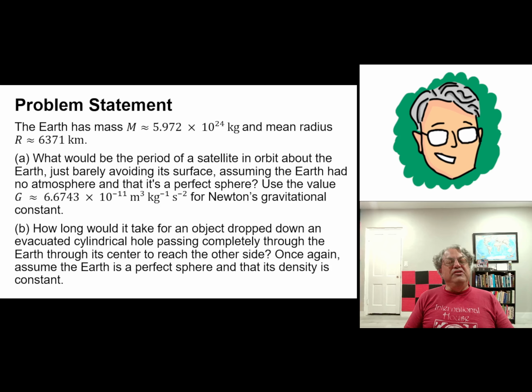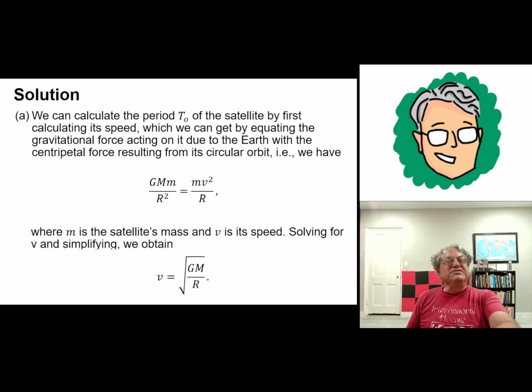And then for part B, I'm asking for the time it takes for an object to fall all the way through this tunnel to the other side of the Earth, assuming there's no air resistance. So let's solve part A first. These are sort of two different kinds of problems, it looks like. Actually, we're going to see the solutions are very closely related, which might not be obvious. But anyway, let's solve part A first. I think this is the easier one.